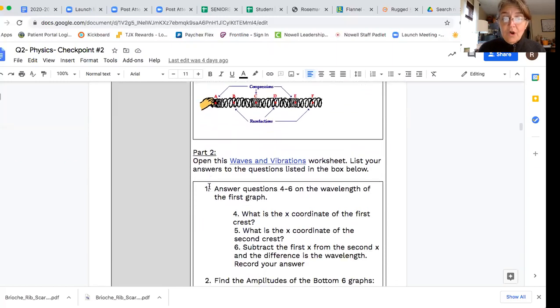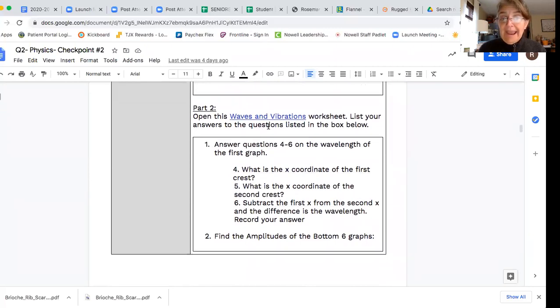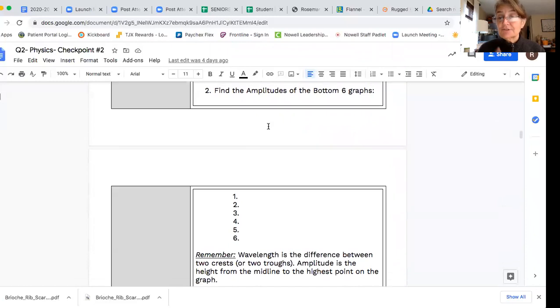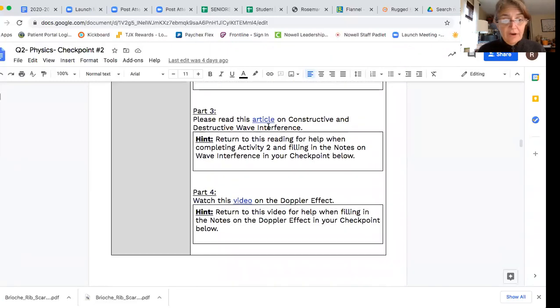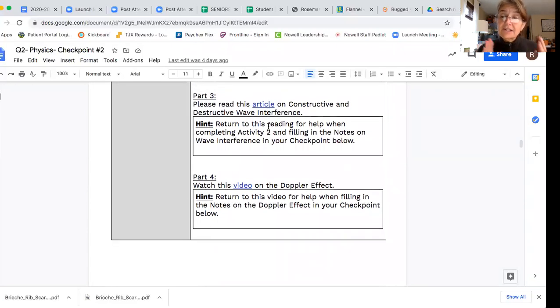And so we also have a worksheet that you click on and answer some questions. This asks you to calculate wavelength from crest to crest and also asks you to find the amplitude of 6 graphs, okay? Very straightforward. Then you're going to read an article on constructive and destructive interference.